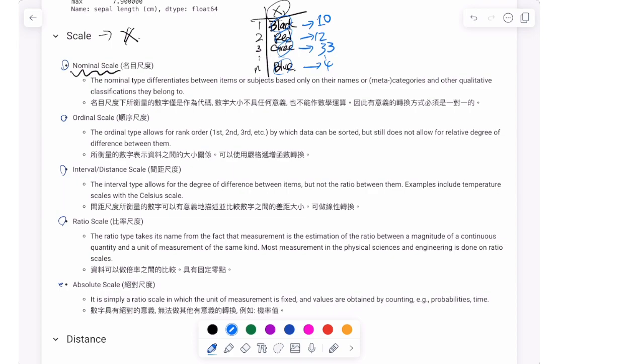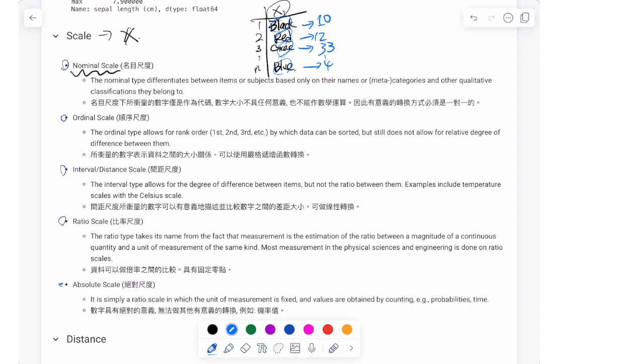Okay, so basically we will not apply any features which are nominal scale by using, for example, linear regression, logistic regression, or any other classification or clustering algorithm on such features. We will talk about how to deal with nominal scale features next week. Okay, so you have to be aware of such features.